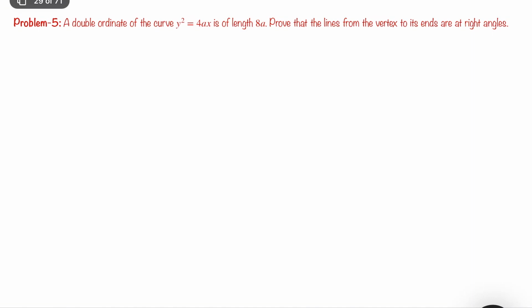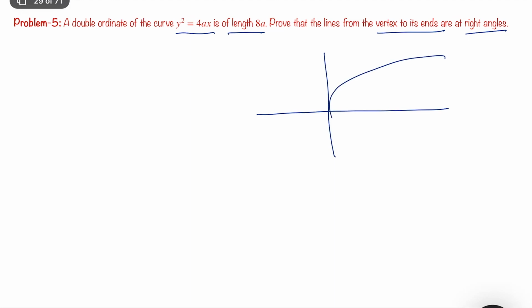Okay, next problem. A double ordinate of the curve y square equal to 4ax is of length 8a. Then prove that the lines from the vertex to its ends are at right angles. Here y square equal to 4ax is the standard equation of the parabola, which opens to the right like this. Focus at a comma 0, vertex 0 comma 0. Now, what is the double ordinate?